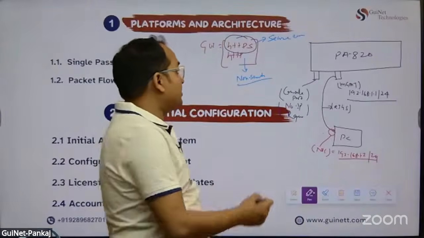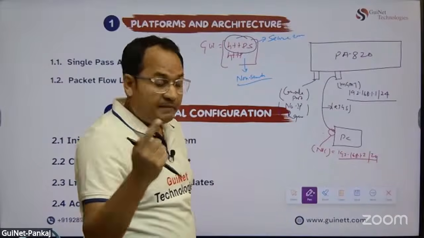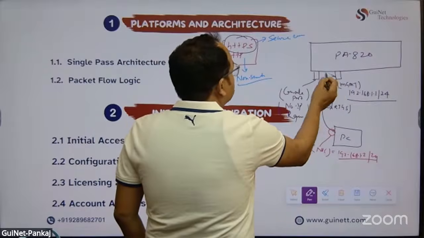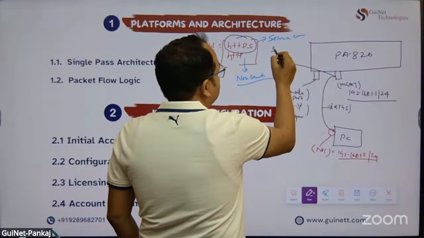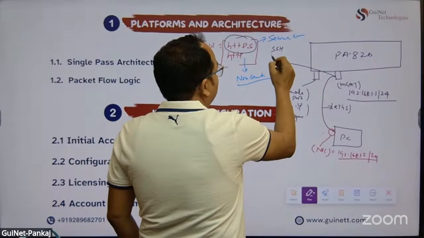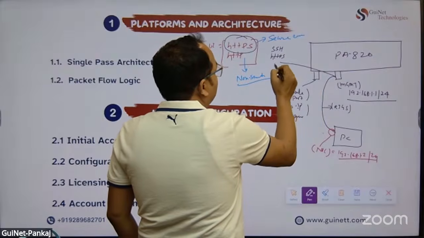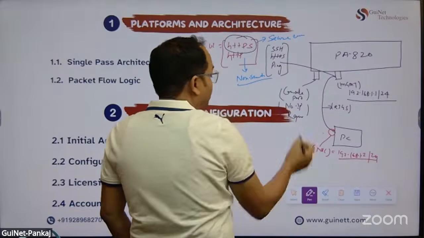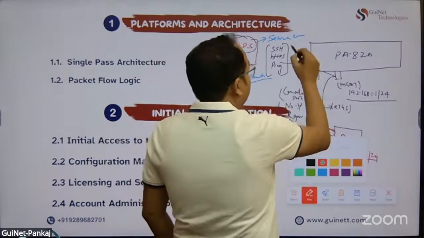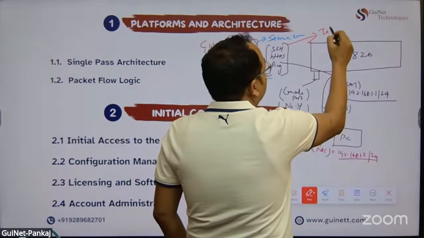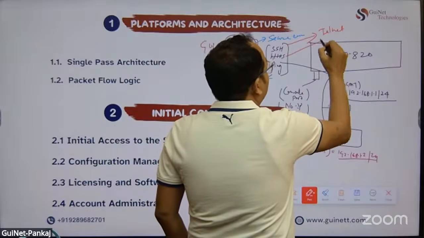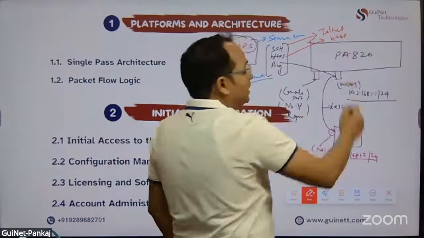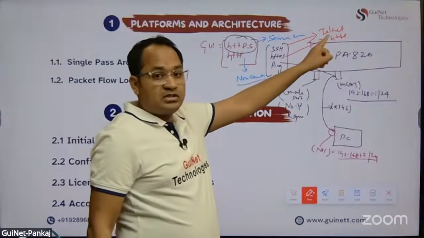So on the management port, I hope this is clear to everyone, right? By default on the management port, three services are allowed. The first one is SSH, the second one is HTTPS, and the third one is ping. But if you want to allow other services, like non-secure telnet, you can do that. HTTP, you can allow that too. These are the non-secure services.